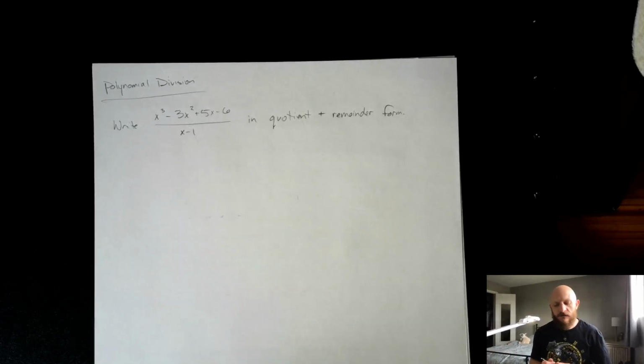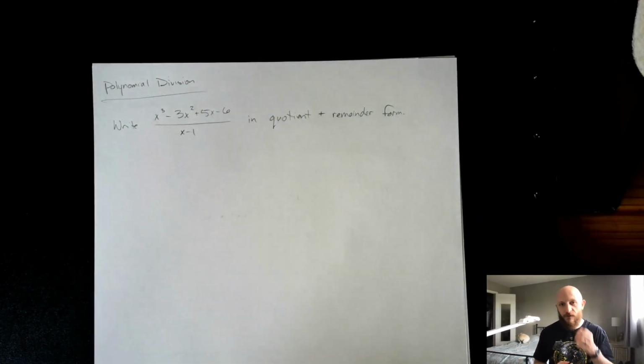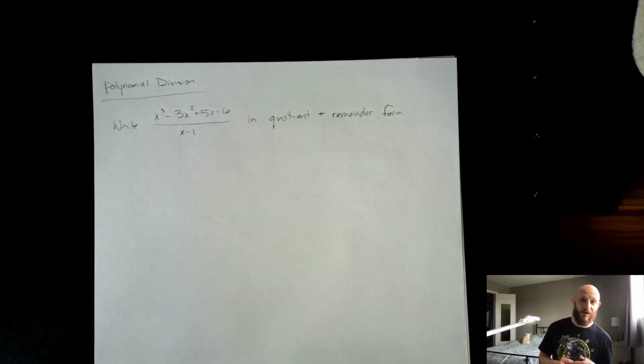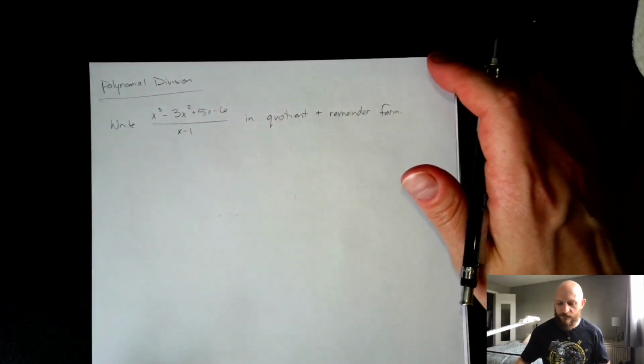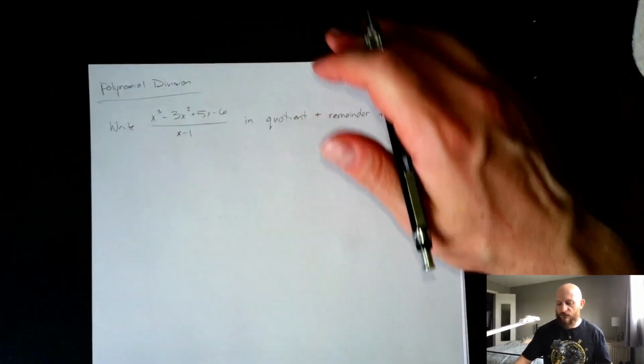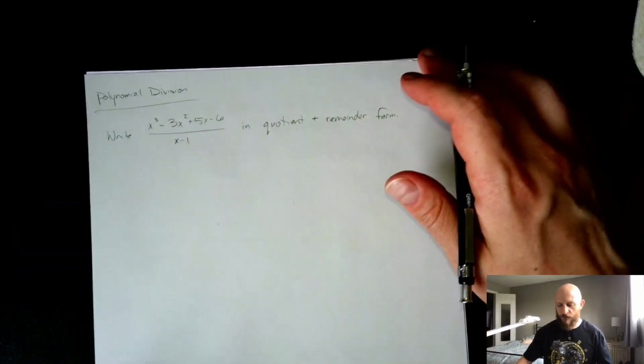Hey everybody, this is going to be a quick video on polynomial division, which is, as the name implies, dividing one polynomial by another. This is useful for finding zeros of a polynomial, finding factors of a polynomial, determining whether or not a given value is a zero of a polynomial. So it's pretty useful for solving polynomials for their roots.